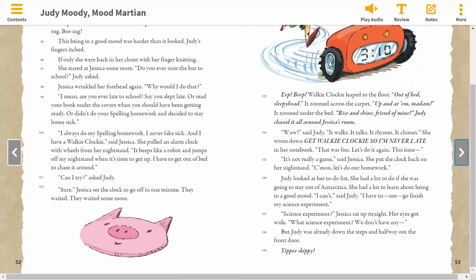Come on, let's do our homework. Judy looked at her to-do list. She had a lot to do if she was going to stay out of Antarctica. She had a lot to learn about being in a good mood. "I can't," said Judy. "I have to go finish my science experiment."